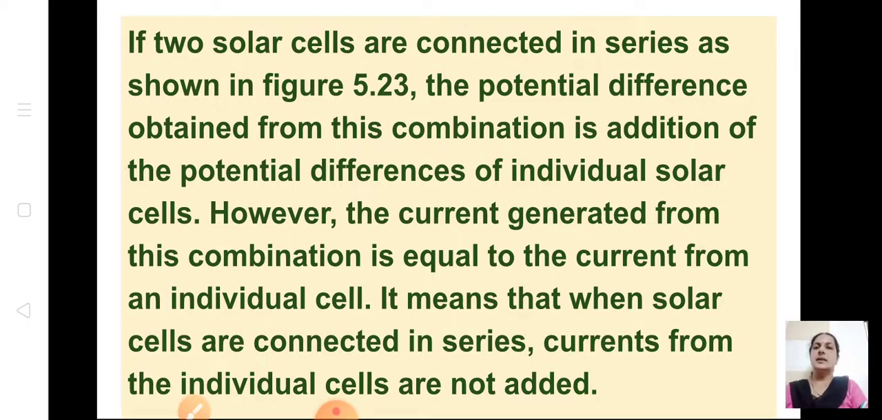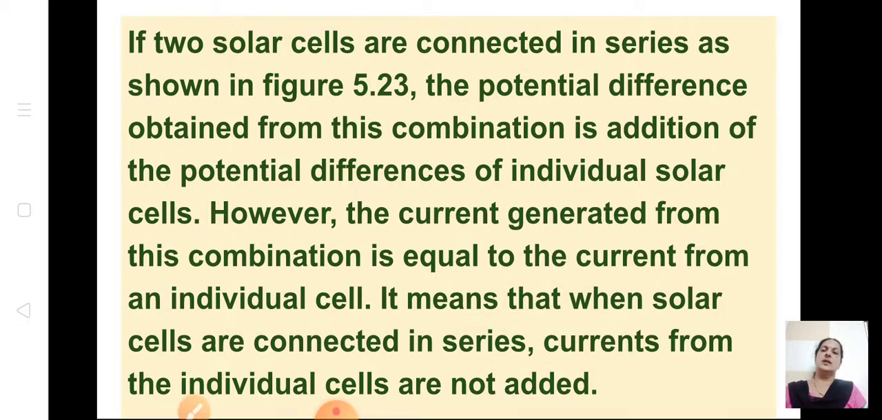Now when solar cells are connected in series, the potential difference obtained in this combination is the addition of the potential differences of the individual solar cells. However, the current generated from the combination is equal to the current from the individual cell. Current is only according to the individual cell, but the potential difference will be added.